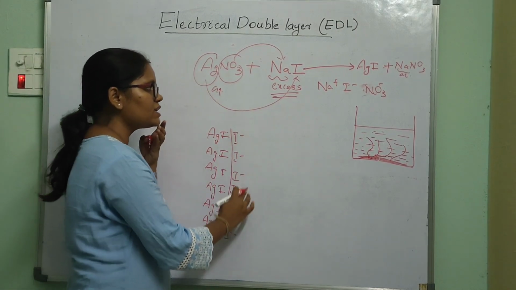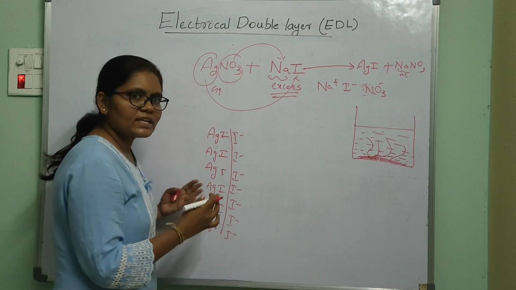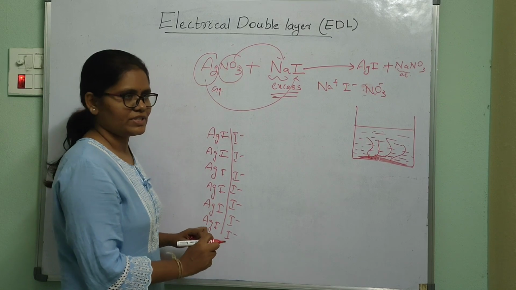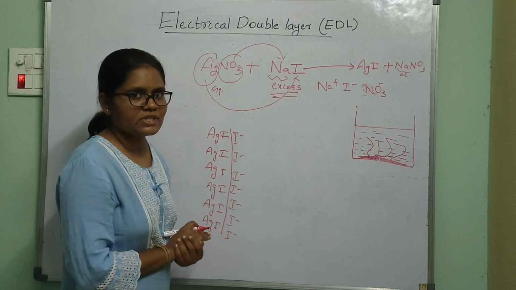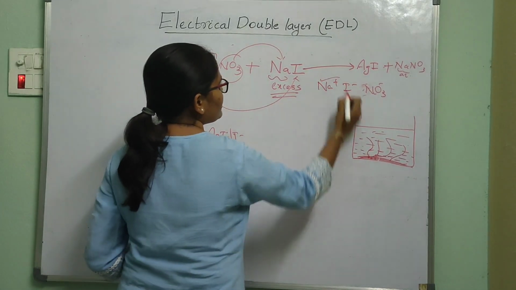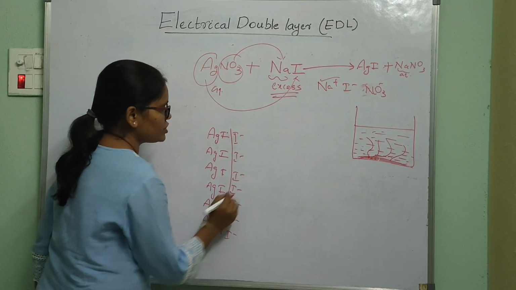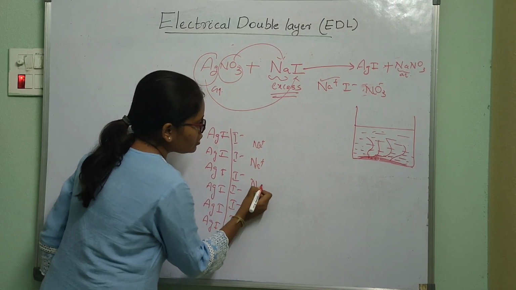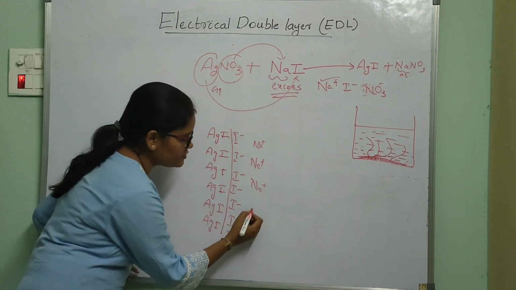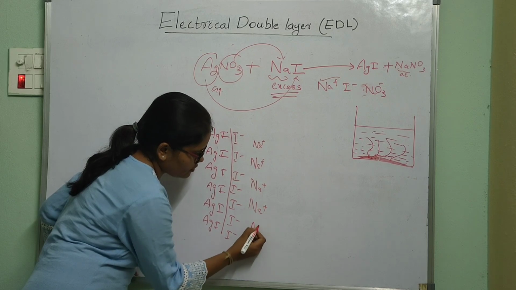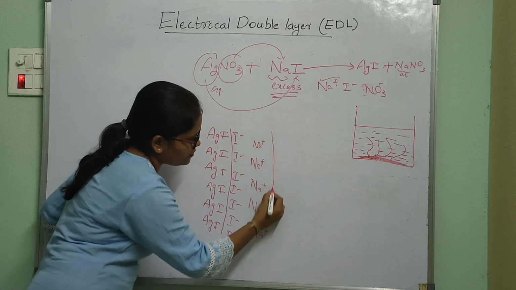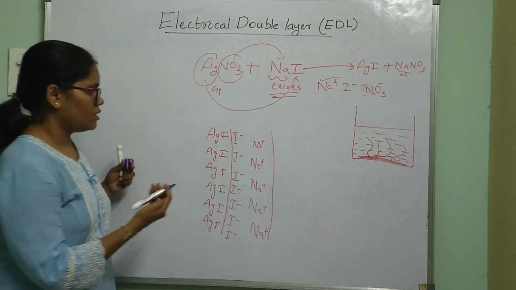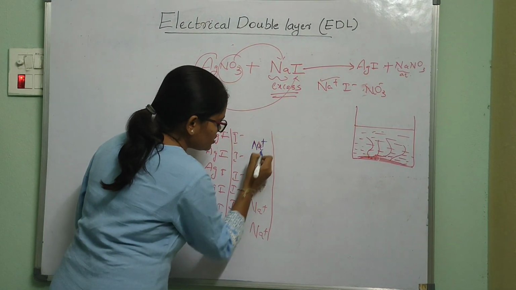Now when this colloidal particle has negative charge, what is the second thing that it will do? It will attract the positive ions from the solution, right? So what are the positive ions present in the solution? You have Na plus ions. So from the solution, what will happen? Na plus ions come closer to this colloidal particle surface. Let me use another color. I will use blue for Na plus.